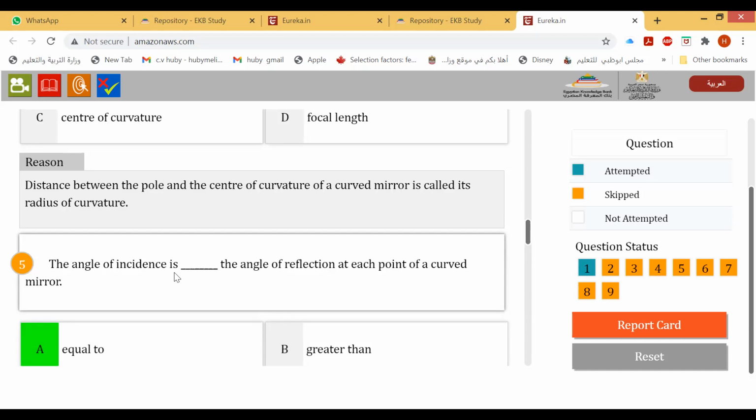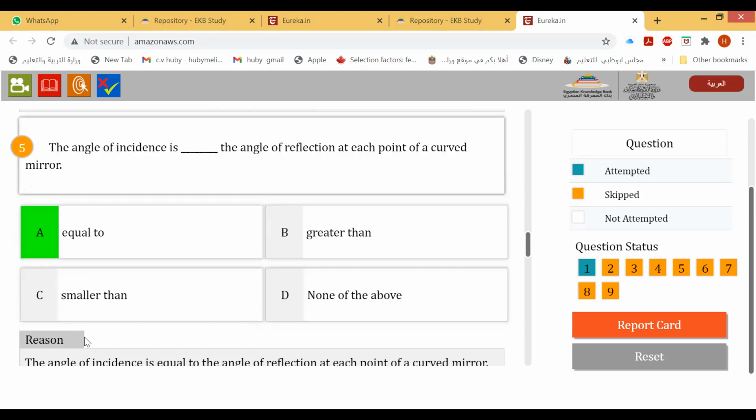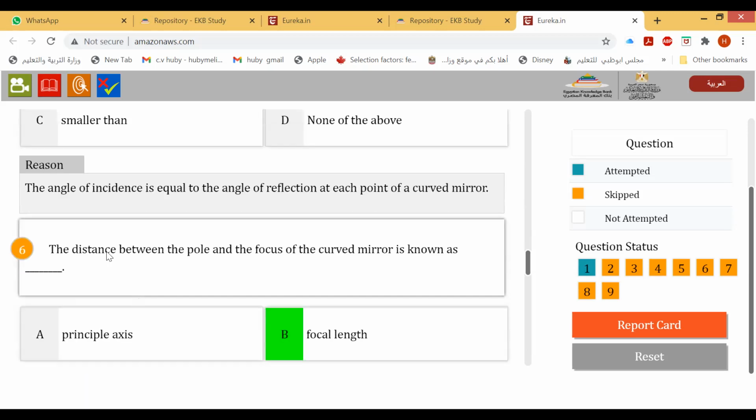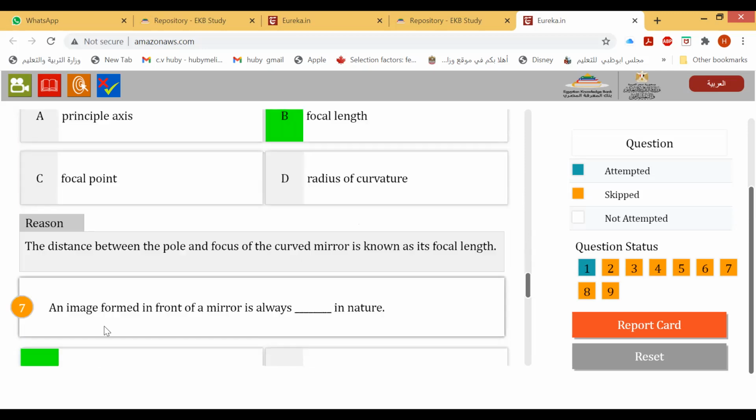The angle of incidence is what? The angle of reflection is equal to it. This is the law of reflection. The angle of incidence equals the angle of reflection at each point of a curved mirror. The distance between the pole and the focus of the curved mirror is known as, of course, focal length.